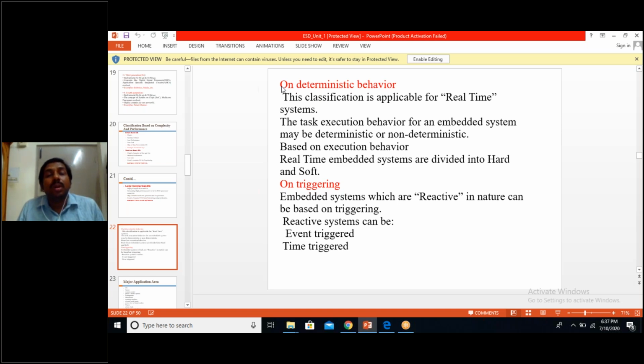So the fourth classification is embedded systems based on triggering. They are called reactive based on the triggering. These reactive systems are event triggered and time triggered. So some embedded systems are related to events, some embedded systems are related to time. Based on that, these two systems are called reactive, and this classification is called event triggered and time triggered.